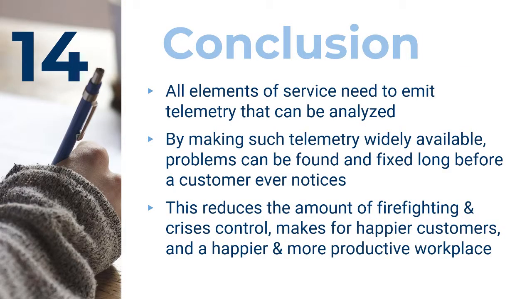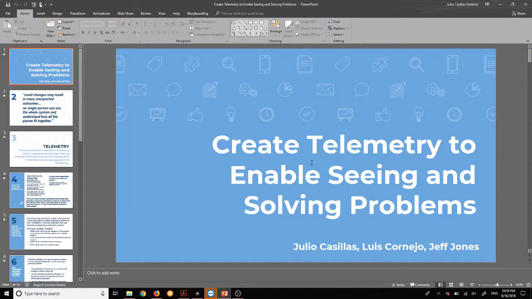In conclusion, all elements of a service need to emit telemetry that can be analyzed. By making such telemetry widely available, problems can be found and fixed long before a customer even notices, which is perfect for the customers. It also reduces the amount of firefighting and crisis control, makes for happier customers, and makes a happier and more productive workplace. Basically, this is very, very good functionality.